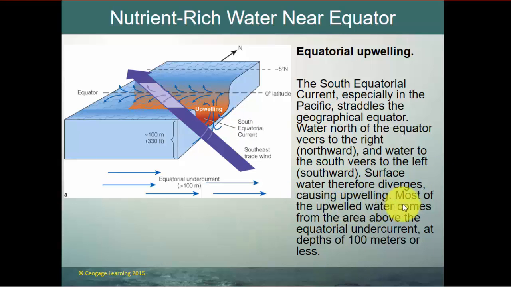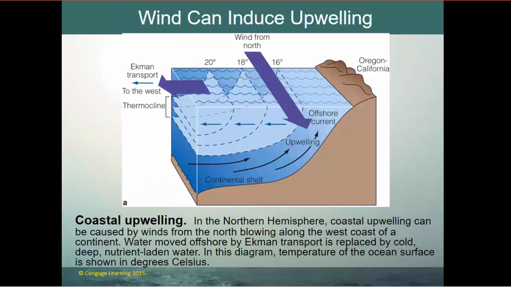Most of the upwelled water comes from the area above the equatorial undercurrent at about a depth of 100 meters or so. So it brings this water upward. So that's one example of how horizontal movement of water at the surface caused by wind creates a vertical movement of water.